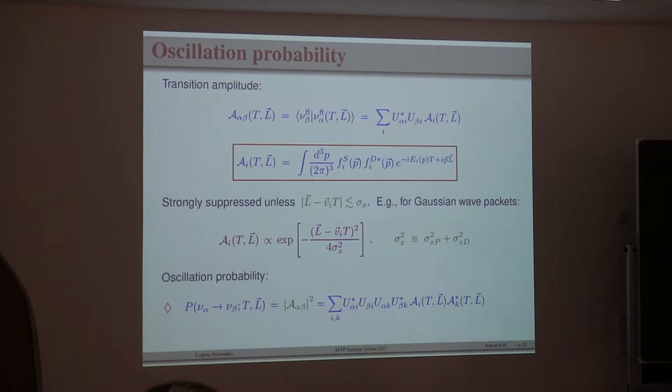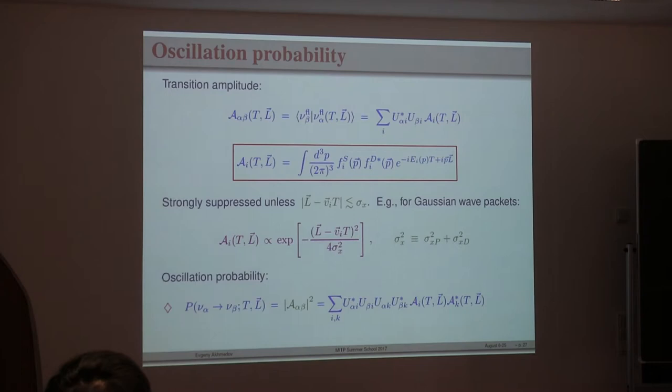Okay, now for a Gaussian wave packet, this amplitude for mass eigenstate i, in its dependence on T and L, in addition to the standard plane wave type dependence, contains the factor which for Gaussian wave packets contains exponential minus (L minus VT) squared over 4 sigma x squared, where sigma x squared depends on the uncertainties of coordinate of neutrino production and detection processes, on both of them.